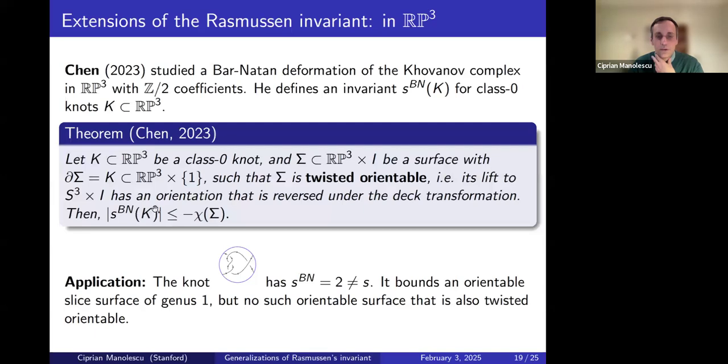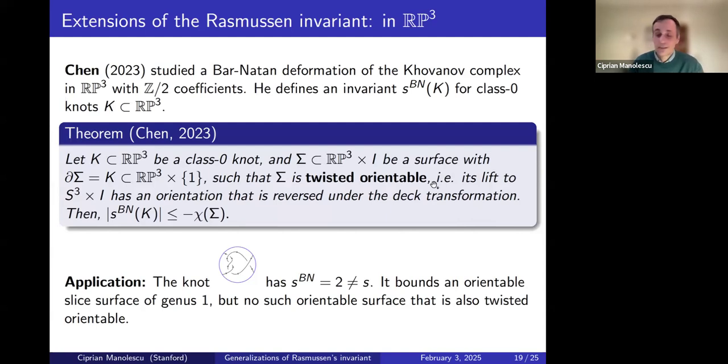But instead of orientable surfaces, by the way, all the surfaces I discussed so far were orientable, this version of S gives you a bound on the twisted orientable surfaces, meaning the ones that have an orientation that is reversed, such that the lift to S3 has an orientation that's reversed under the deck transformation. So if the surface was orientable, then its lift to S3 times I would be orientable there, and the orientation would be preserved under deck transformation. If it's reversed, then it's called twisted orientable.